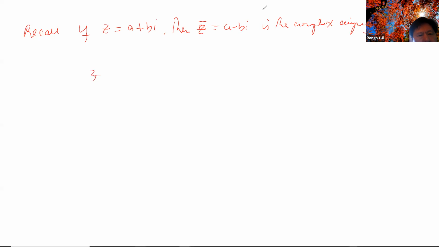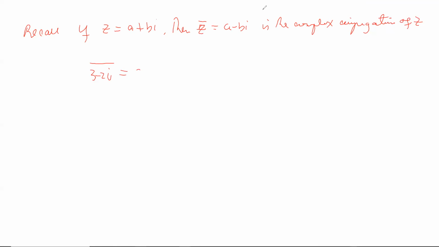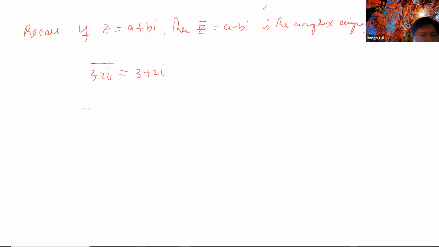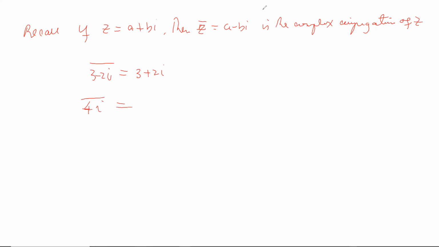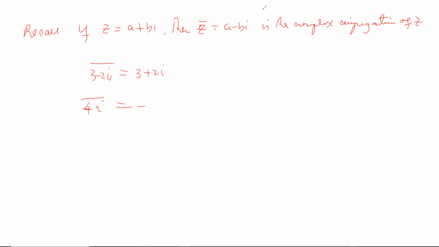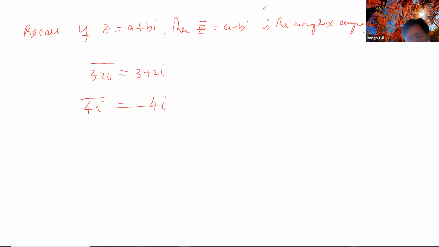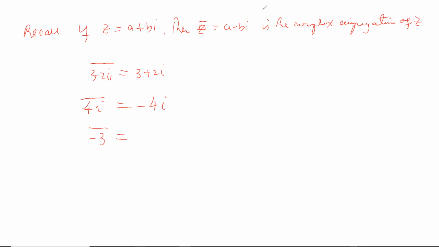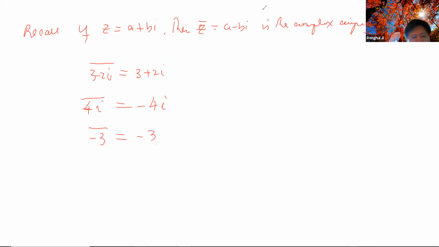Like 3 minus 2i. What is the conjugation of this? Tell me. 3 plus 2i. How about negative 4i? What is the conjugation of negative 4i? Negative 4i... Try one more time. It's just 4i, because anything in front of i has to change sign. How about negative 3, the conjugate of negative 3? It's just negative 3. Yeah, so if it's a real number, the conjugation has to be itself.